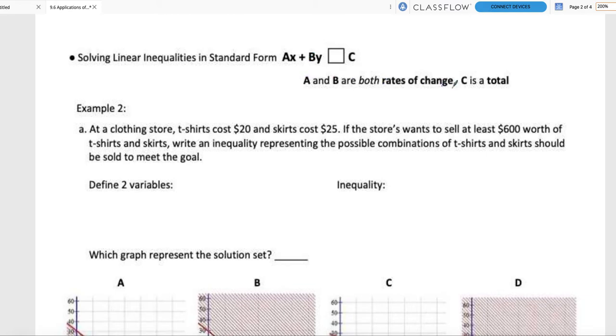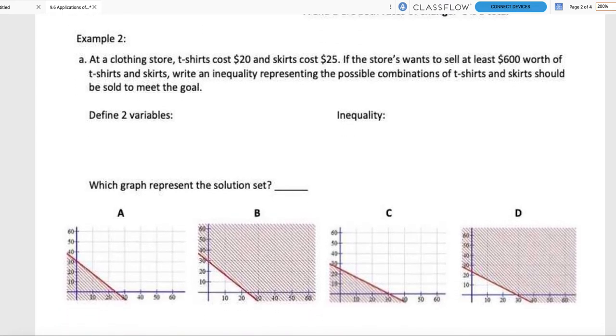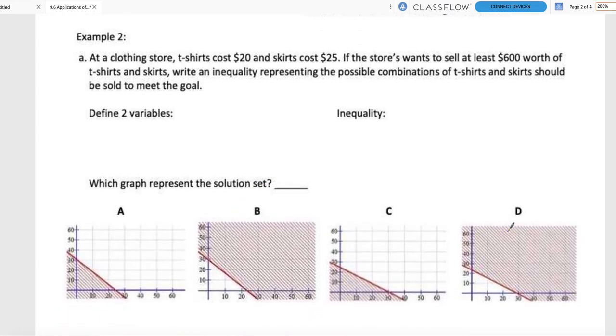All right, a and b are both rates of change. So you remember this from when we did systems. Those are both going to be rates of change, and c is going to be a total. X and y are both going to be variables, so we're going to have 2 this time. And let's go ahead and scroll this. See, look, you don't have to draw the graphs. I give them to you. You might not like that any better, though.